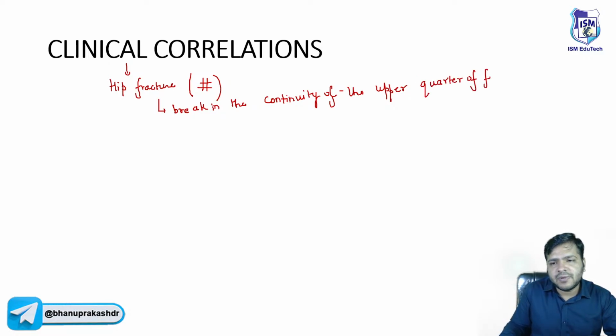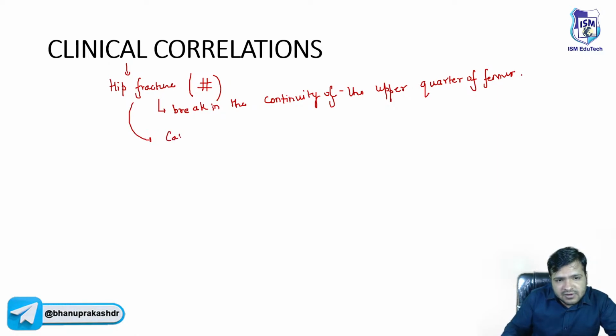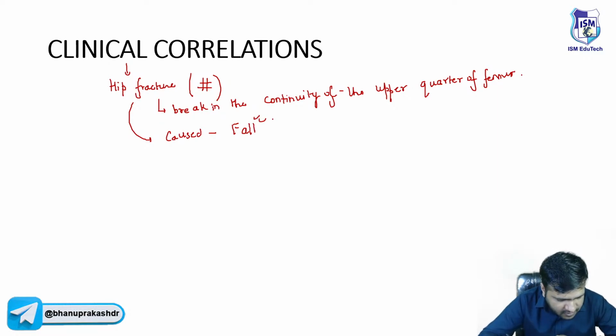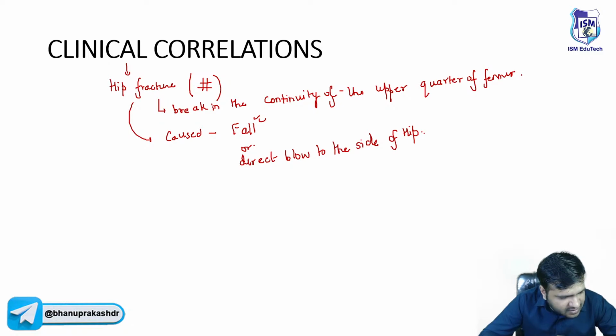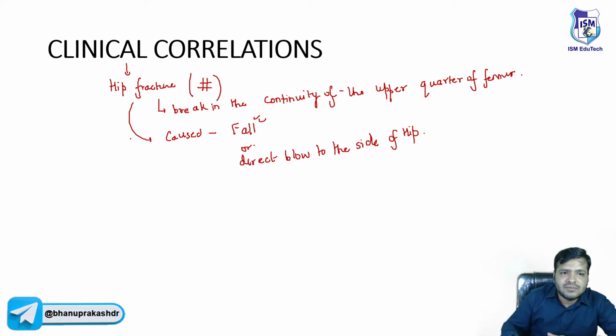So this is commonly called a hip fracture, a break in the upper quarter of the femur. Now, how can a hip fracture be caused? The major cause is a fall. If you jump from a roof, a fall, and I hope you people will not do that. Or a direct blow to the side of the hip, like a road traffic accident or in any other way, can cause this hip fracture.